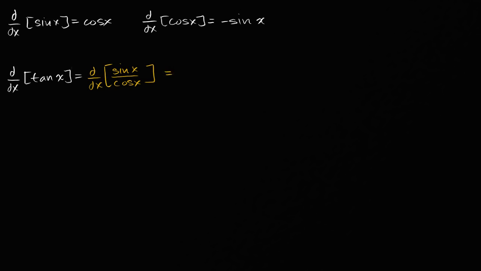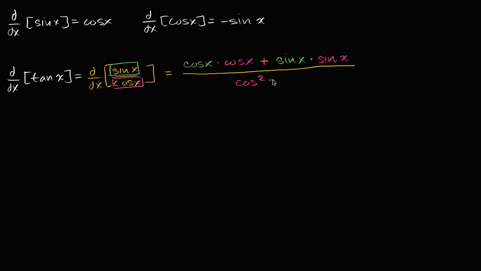The quotient rule tells us that this is going to be the derivative of the top function, which we know is cosine of x, times the bottom function, so times cosine of x, minus the top function, which is sine of x, times the derivative of the bottom function. So the derivative of cosine of x is negative sine of x. So I could put the sine of x there, but the negative can just cancel that out. And it's going to be over the bottom function squared, so cosine squared of x.